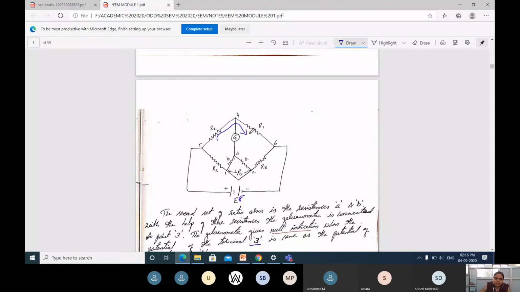For that reason E45 is equal to R2 times E divided by R1 plus R2. Don't get confused. When the galvanometer shows 0, then this terminal will not come across there. For that reason R1 and R2 are in series. Then this is our E45.